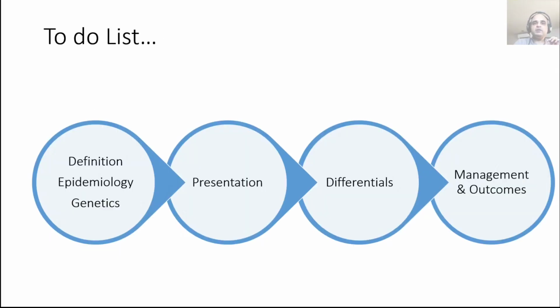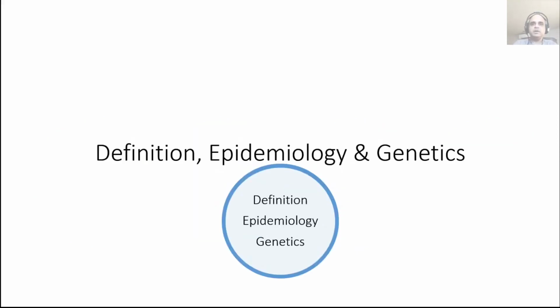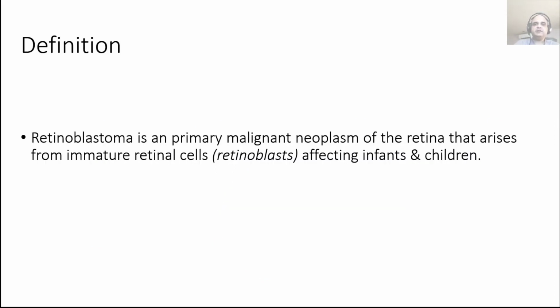This is what we will be talking about today. We'll start off with definition, epidemiology, genetics, move on to presentation, then differentials, and then finally management and outcomes. Differentials is really important here. We'll spend a little bit of time talking about differentials. That's why it's a separate heading in our to-do list. We'll start off by talking about definition, epidemiology, and genetics.